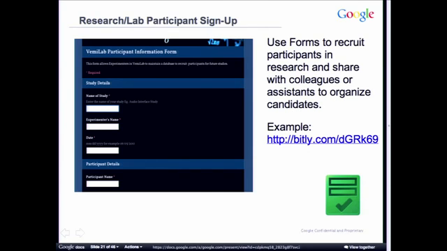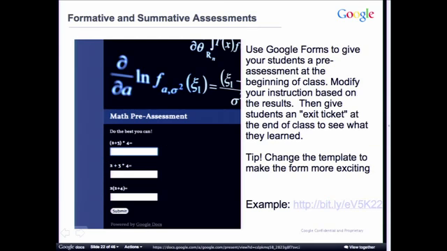Again, you can do research participation signups for different things. That's one example. In K-12, we talked about this already, but you can do pre-assessments, post-assessments, in any subject that you want. It doesn't matter. It can be math, it could be science, it could be history, whatever subject you want. You can go in there because you create the questions the way you want to create the questions.